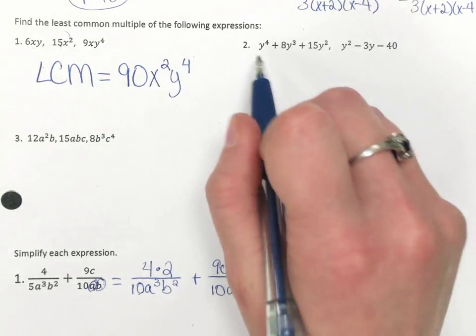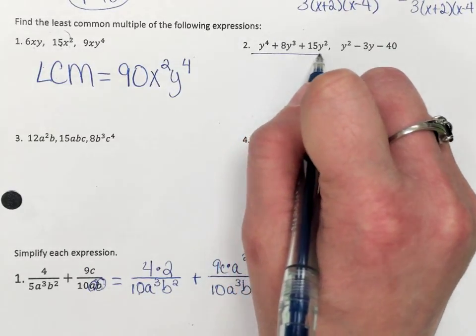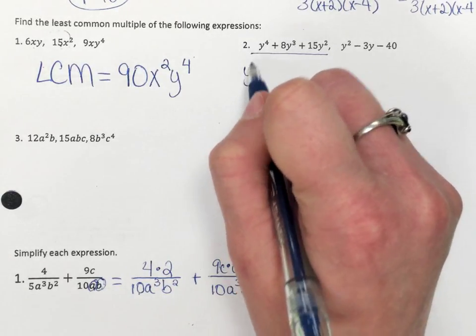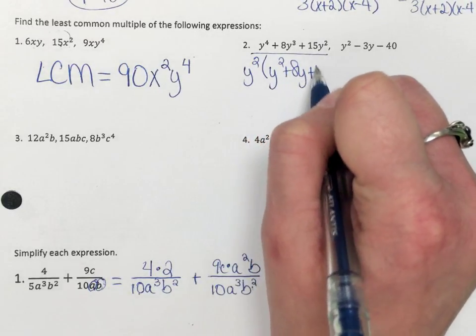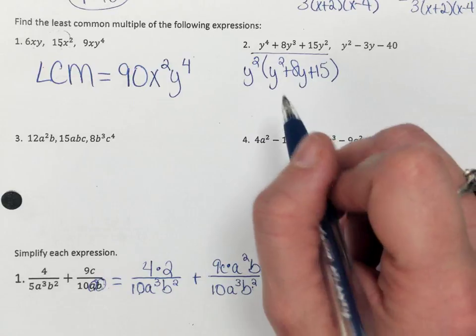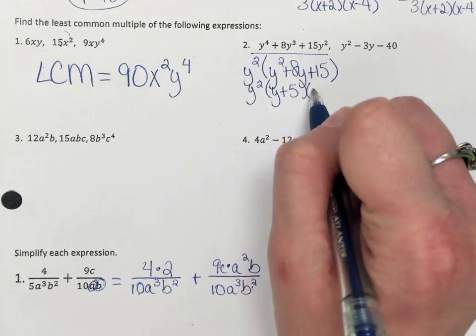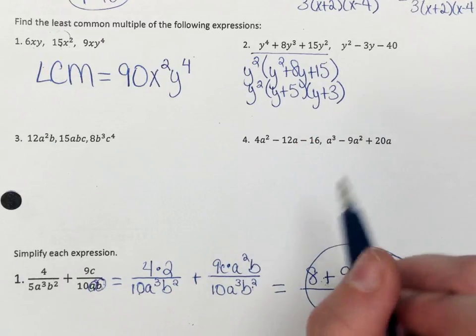Okay, here we go. We need to factor this stuff first, okay? So look at this first one. What do you notice about all three of them? Y squared first, there you go, which leaves me with y squared plus 8y plus 15. 3 and 5, very good. Okay, so that's my first fraction denominator.